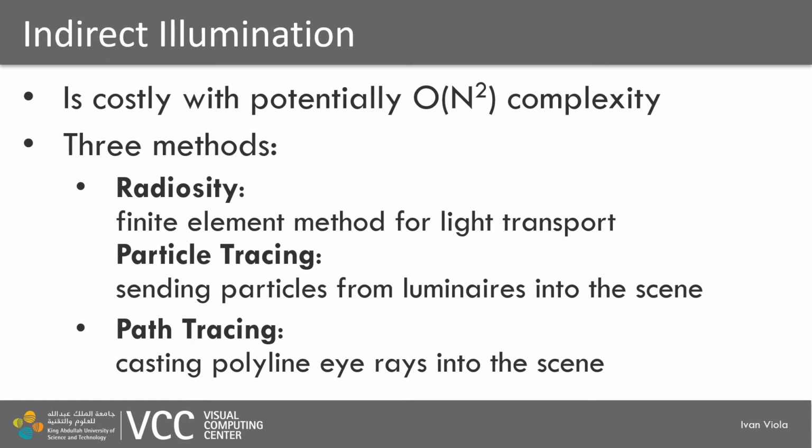The indirect illumination has the disadvantage that it is quite costly because we need to evaluate the interaction and transport of light between elements in the scene. It's not just between the light and the scene elements, but every element in the scene, every triangle, every surface patch is potentially transporting or sending or receiving illumination from the scene or towards the scene.